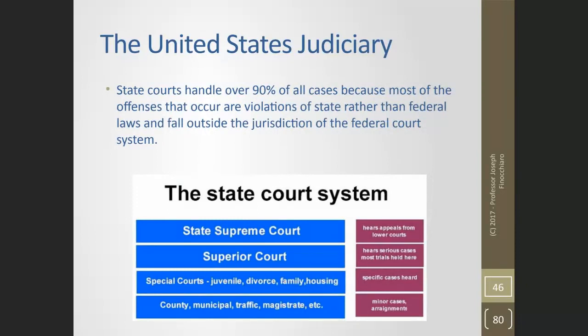State courts handle over 90% of all cases because most of the offenses that occur are violations of state rather than federal laws and fall outside the jurisdiction of the federal court system.